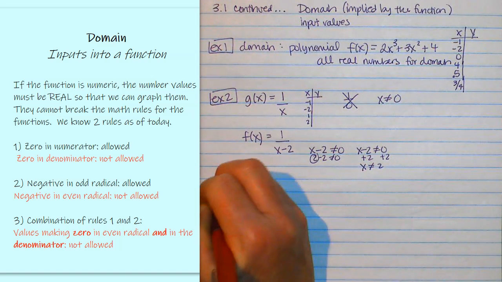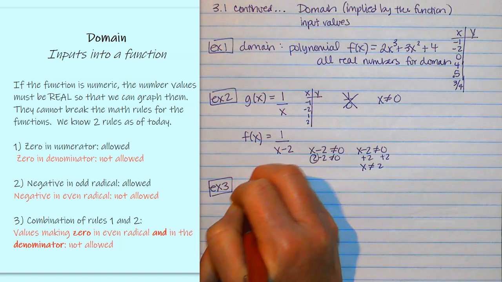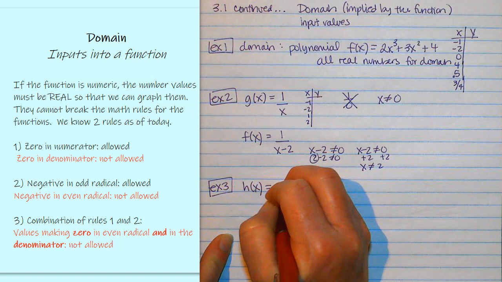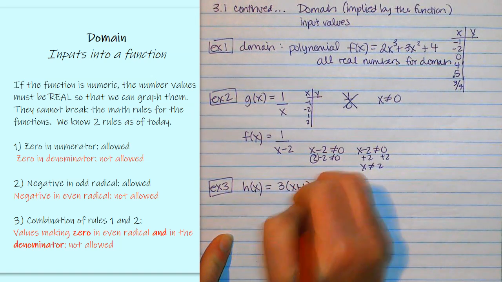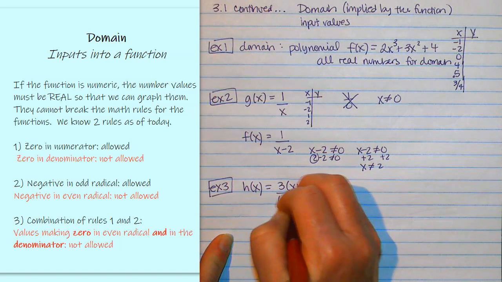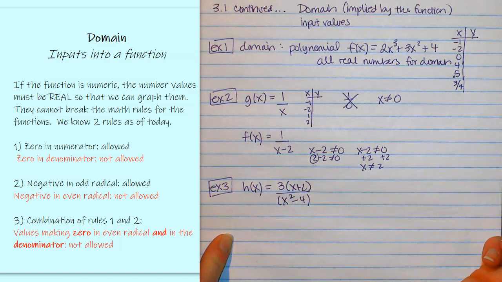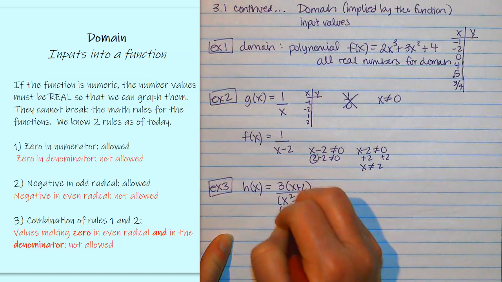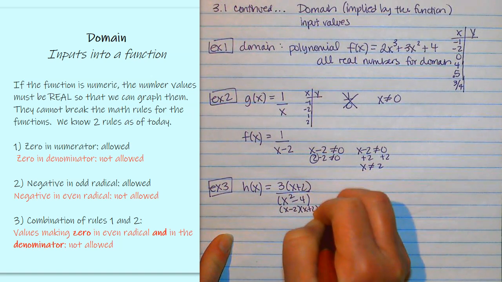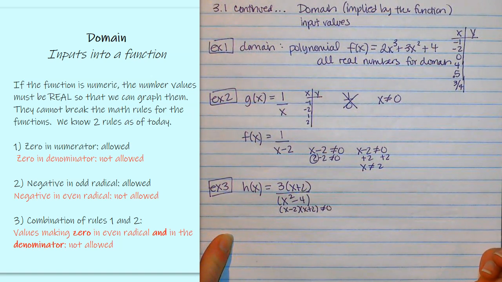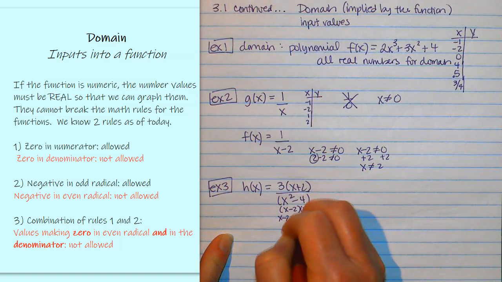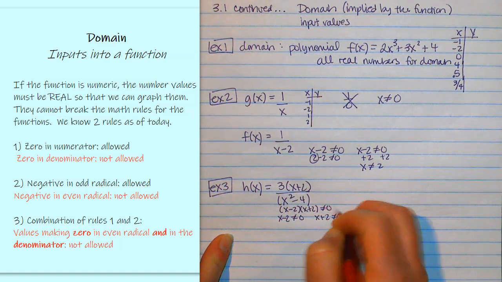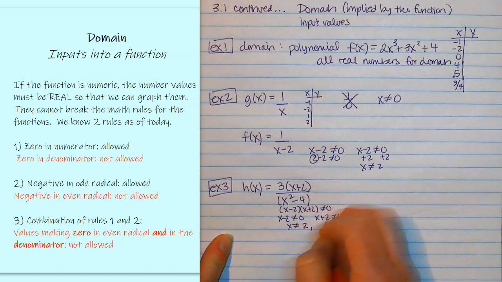So example 3 is going to be along those same lines. Let's do h of x equals 3 times x plus 2 over x squared minus 4. So again, this is a fraction. We're thinking about rule number 1, which means we can't have 0 in the denominator. We need to factor this to figure out what's going to be equal to 0. So x minus 2, x plus 2 can't be 0, not equal to 0. We can solve each one of those, x minus 2 and x plus 2. So x cannot be positive 2 or negative 2.